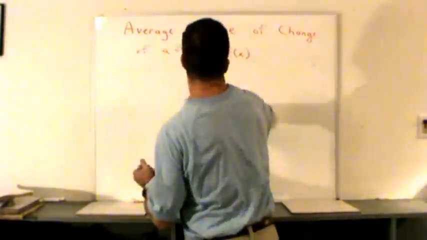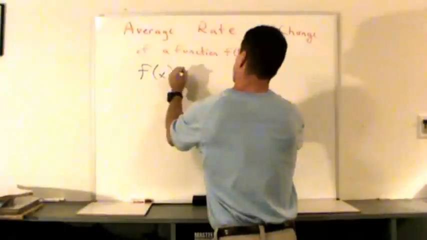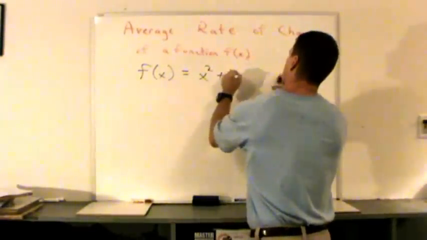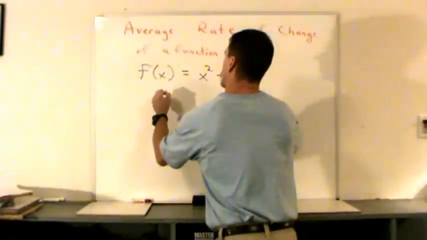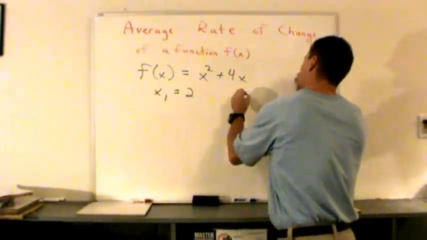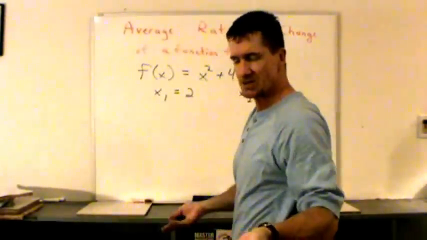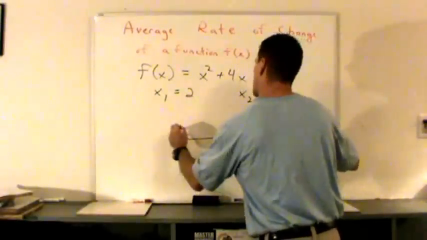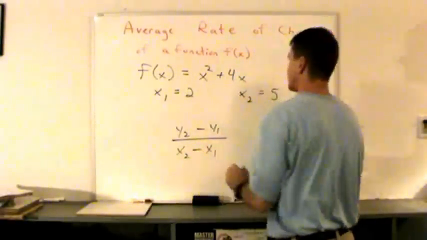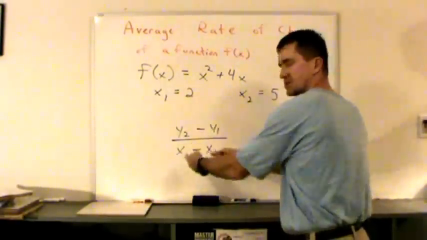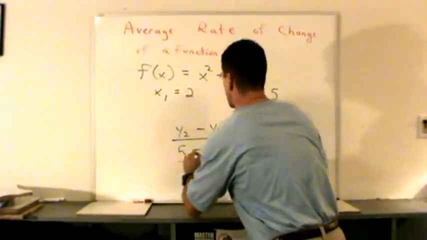Alright, f of x equals x squared plus 4x. Let's find the average rate of change of this function between the point x sub 1 equal to 2 and x sub 2 equal to 5. No problem. Use the equation of the slope: y sub 2 minus y sub 1 over x sub 2 minus x sub 1. Okay, I see the 5 and the 2. I'm just going to plug them here. Here, you're 5. You're 2.